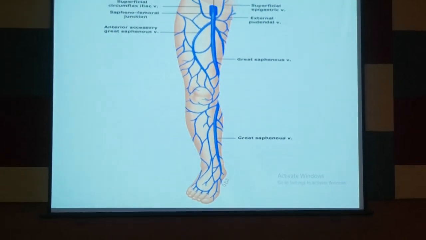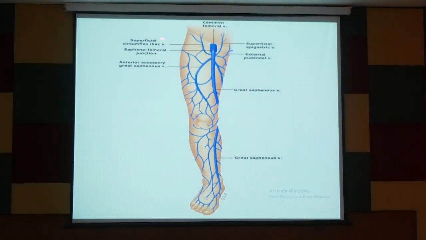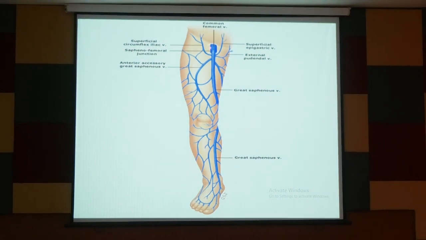Now, this is the common femoral vein. This is the superficial circumflex iliac vein. This is the superficial epigastric vein, external pudendal vein, anterior accessory saphenous vein, and the great saphenous vein. Here it goes. See, as in the description previously, the medial malleolus in front, it goes straight. Posteriorly, it goes to the tibia, and then again it covers and comes in the front. And this is the great saphenous vein.